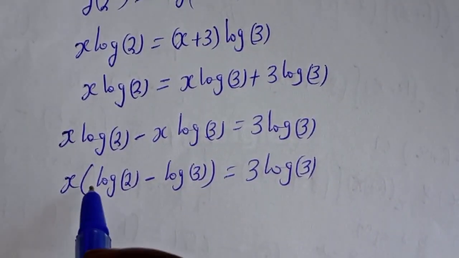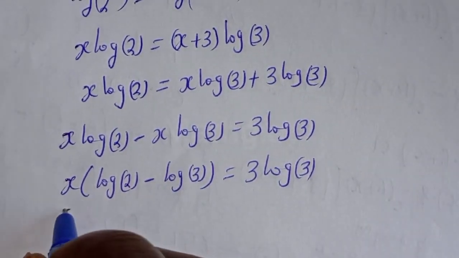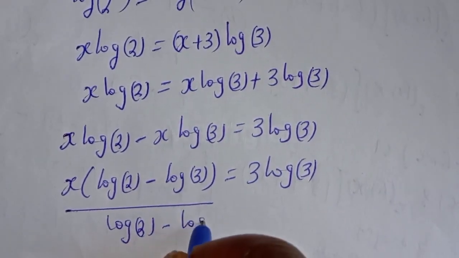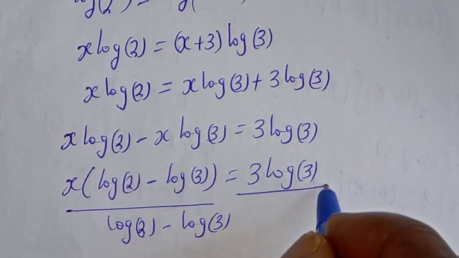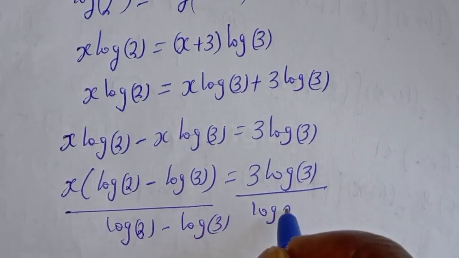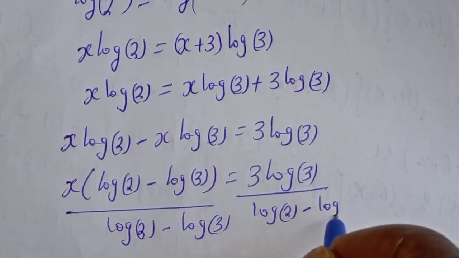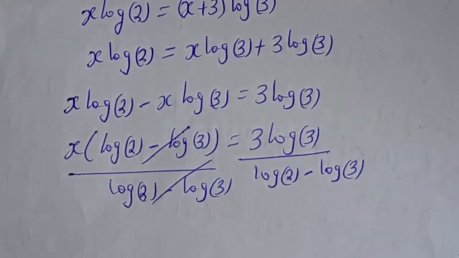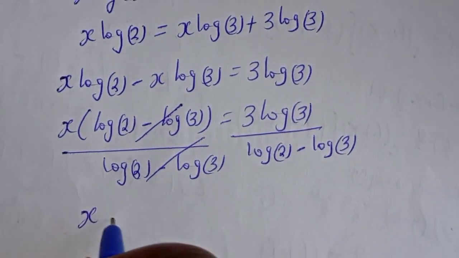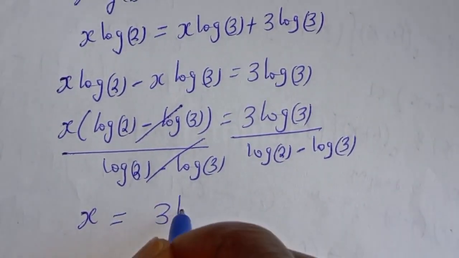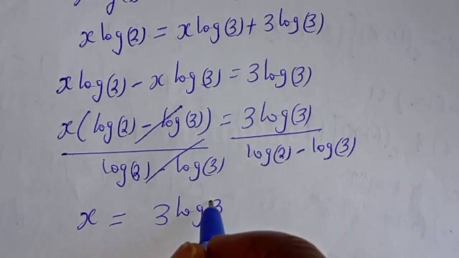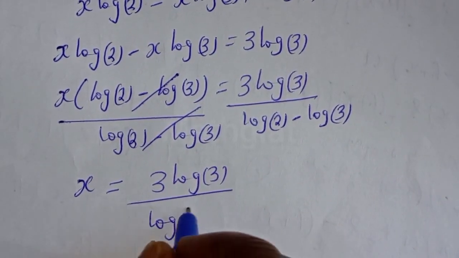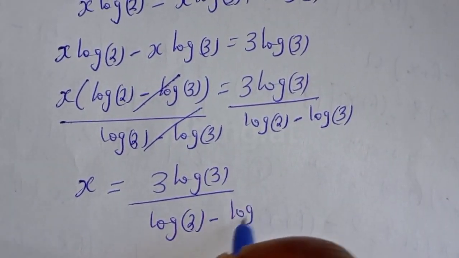Let's divide both sides of this equation by log 2 minus log 3. This is divided by log 2 minus log 3. This will cancel this. S is equal to 3 log 3 divided by log 2 minus log 3.